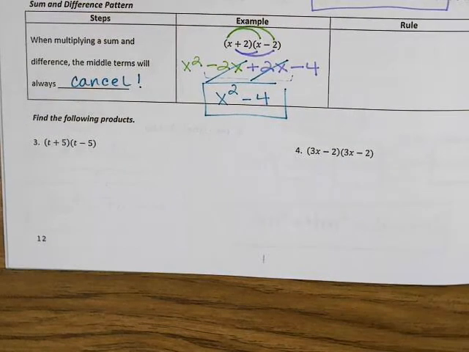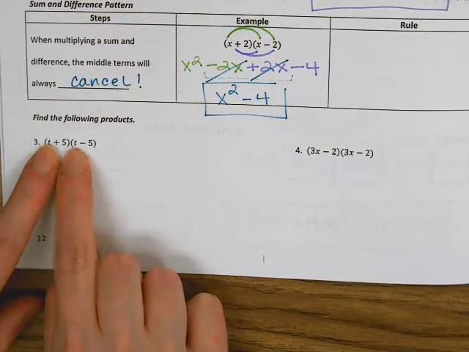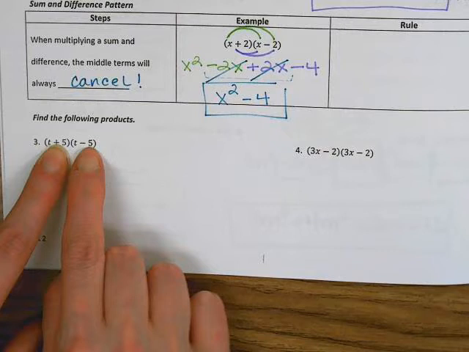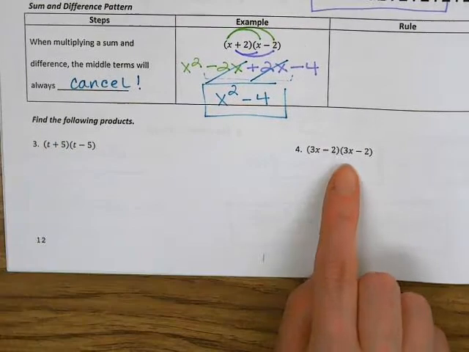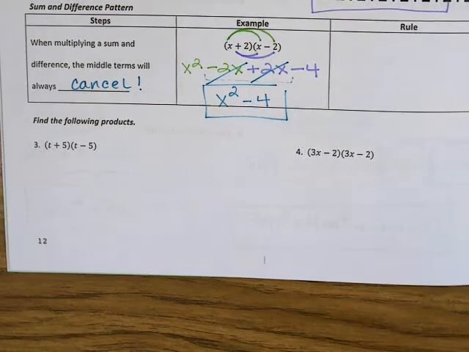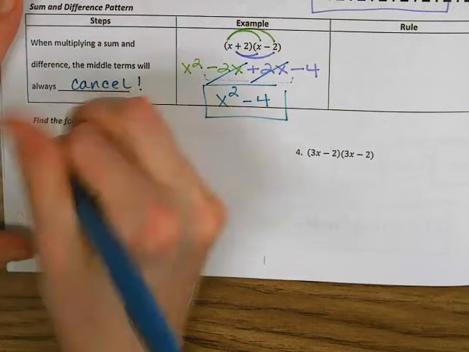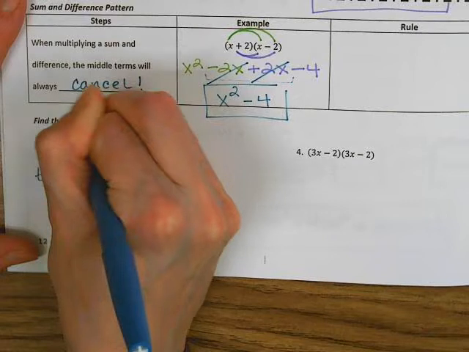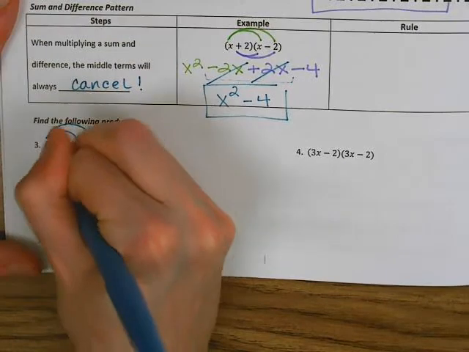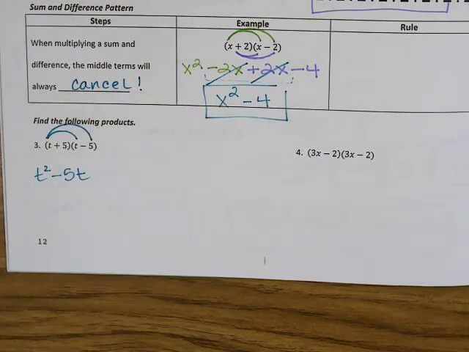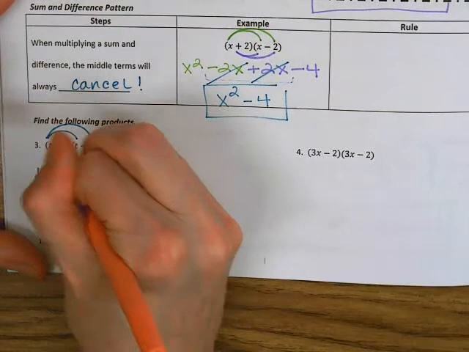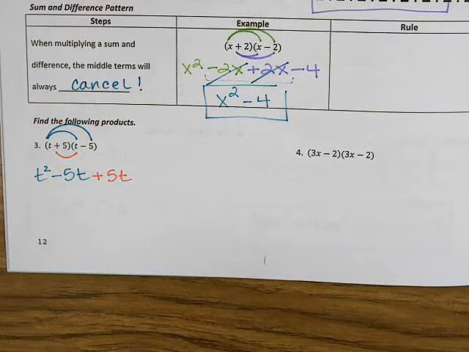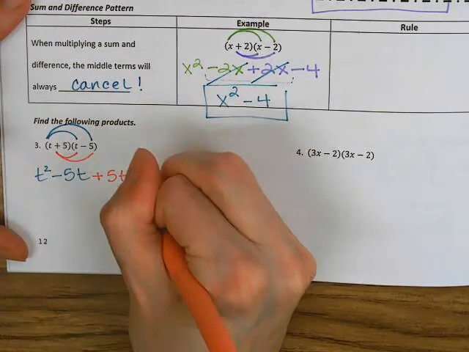All right, let's try 2 more. Notice that it's t plus 5, t minus 5. So you're going to have the middle terms cancel. And this one, we'll do that later. Okay, so number 3. T times t is t squared. T times negative 5 is negative 5t. 5 times t is positive 5t. And 5 times negative 5 is negative 25.